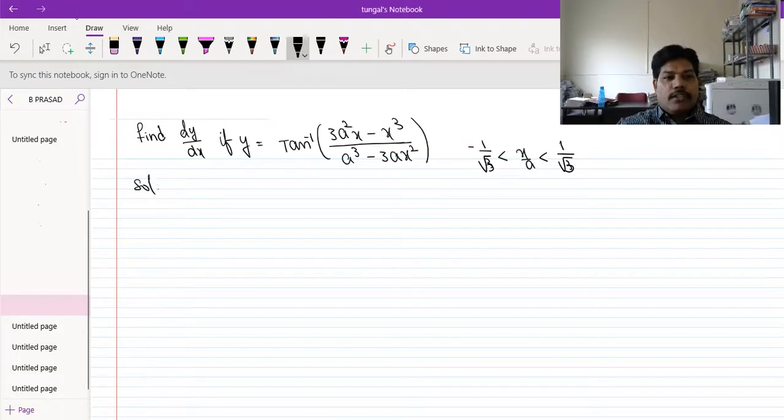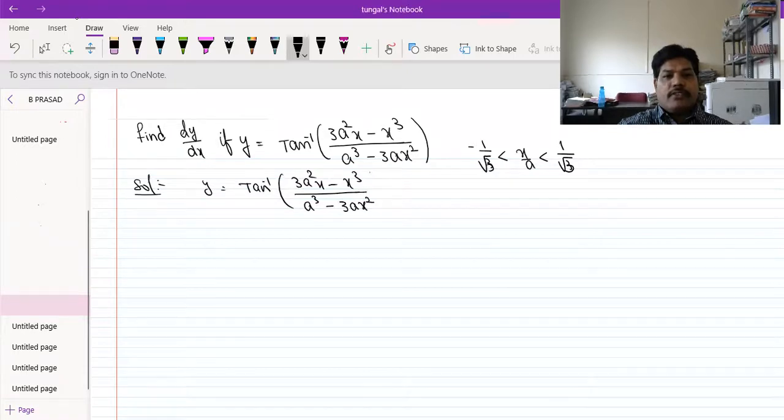First, we have to take what the given function is. Given y is equal to, what is the y value? The y value is nothing but tan inverse of (3a square x minus x cube) by (a cube minus 3a x square). What I have to do here is the same as in the previous question: divide the numerator and the denominator by a cube. So y is equal to tan inverse of, dividing the numerator and denominator by a cube.